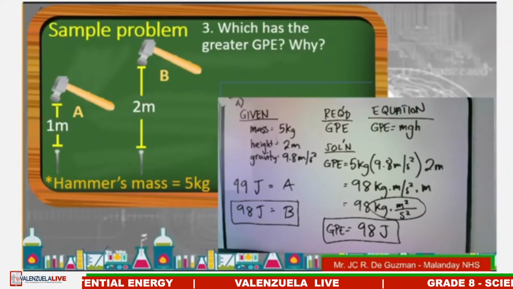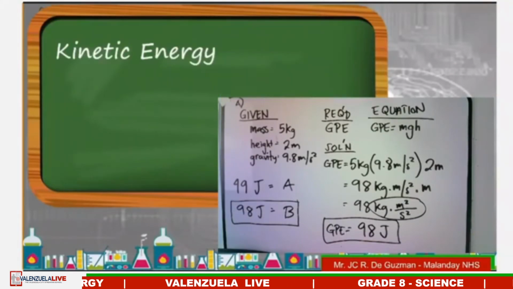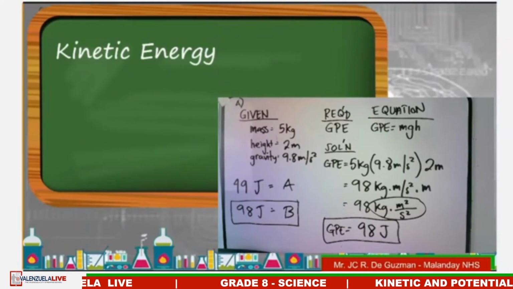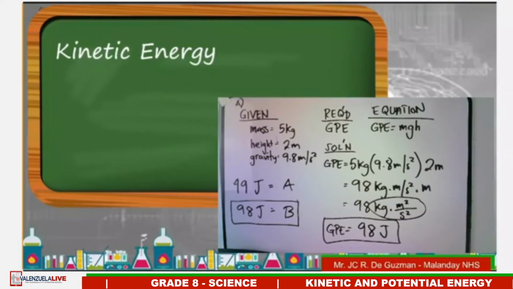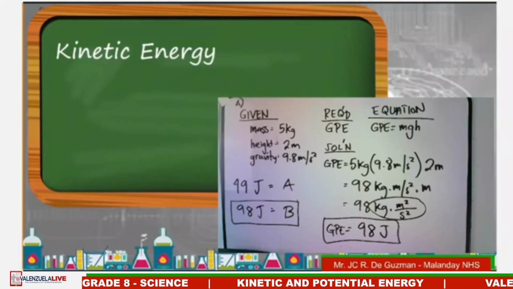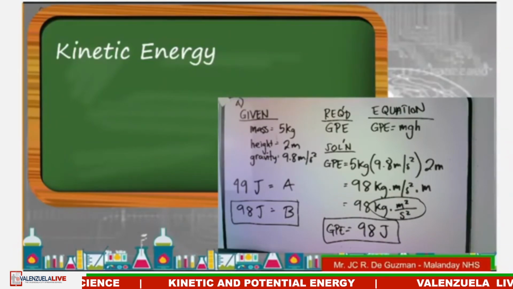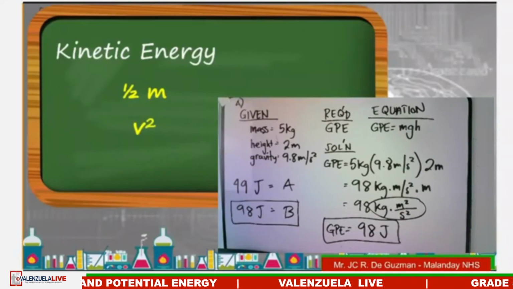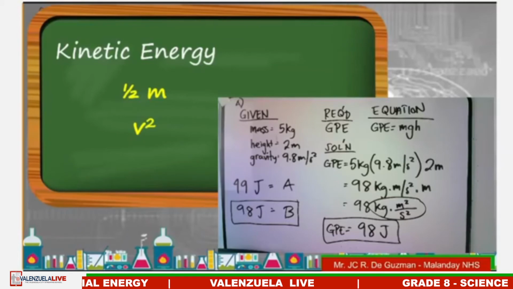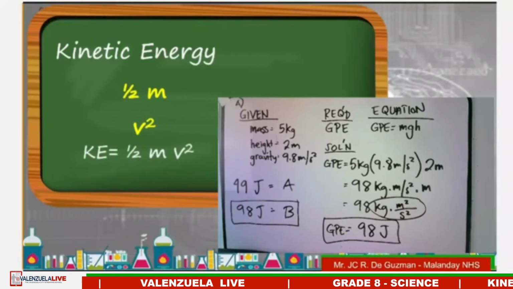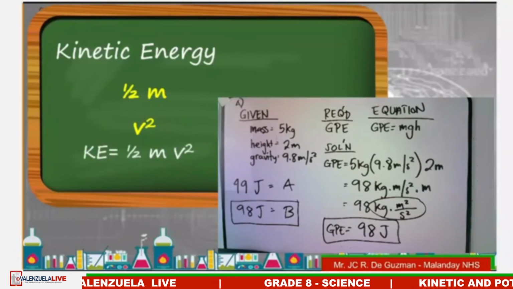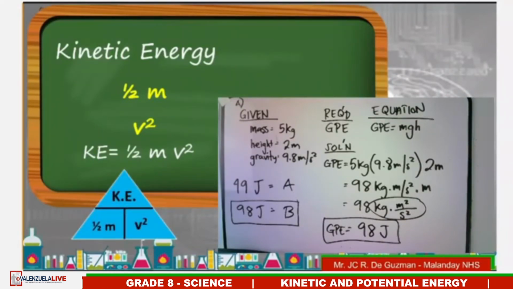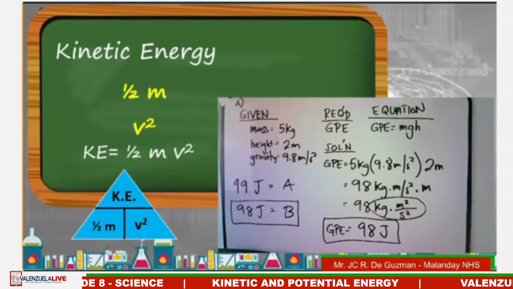Let us now proceed to the next one, which is the kinetic energy. So for kinetic energy, what do you think are the factors which affect the kinetic energy of an object? Great. These are the mass and the velocity of an object. And this is represented by the formula, kinetic energy is equal to half of the mass and squared the velocity. Also, we can use the formula triangle to easily solve the problem.